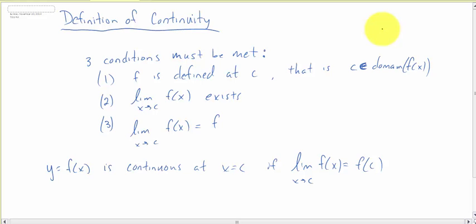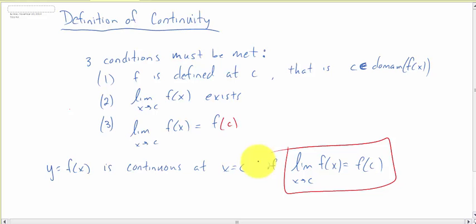Now, the definition of continuity. 3 conditions must be met for a graph to be continuous at a particular value. The conditions are 1, f is defined at c. That is, c is an element of the domain for f of x. 2, the limit as x approaches c of f of x exists. And finally, 3, the limit as x approaches c of f of x equals f of c. If those 3 conditions are met, then y equals f of x is continuous at x equals c. And we can sum it up by saying that right there.